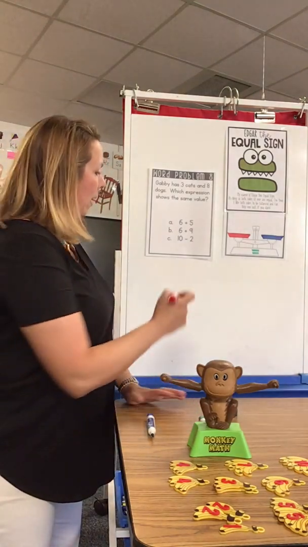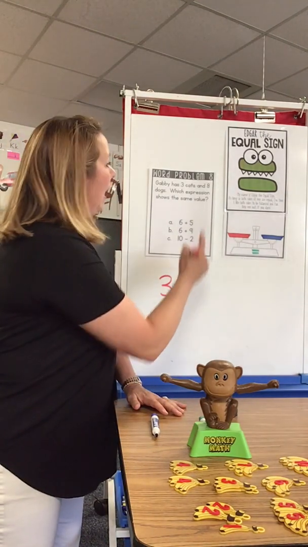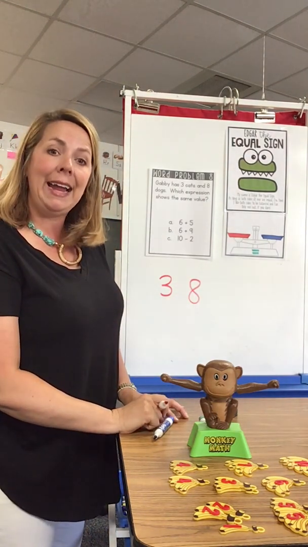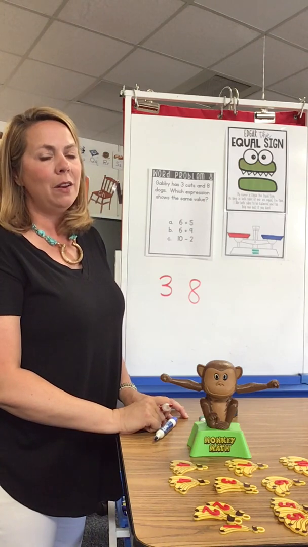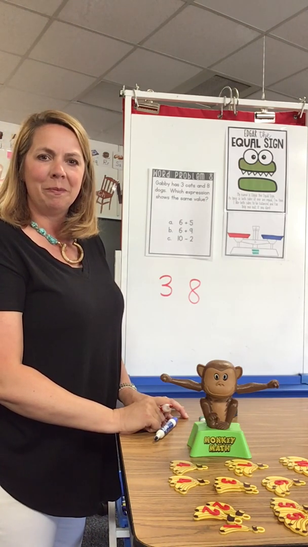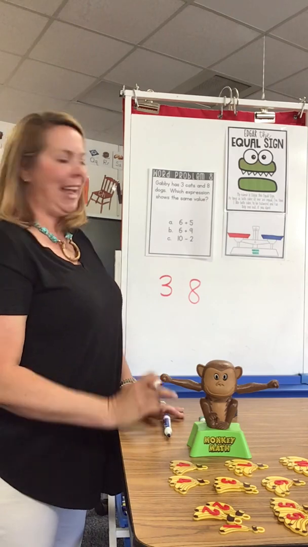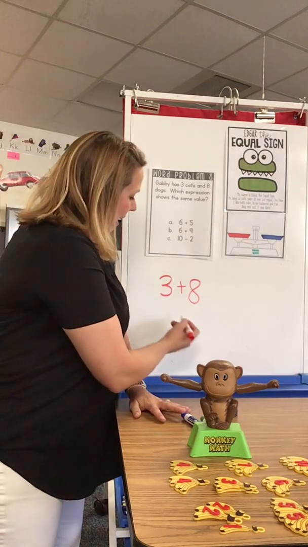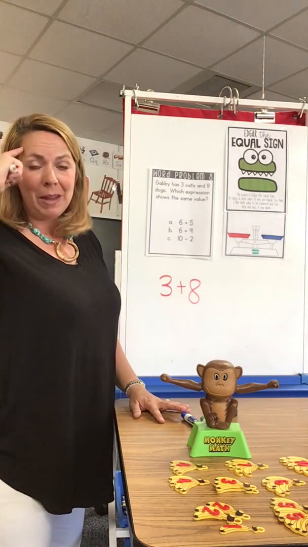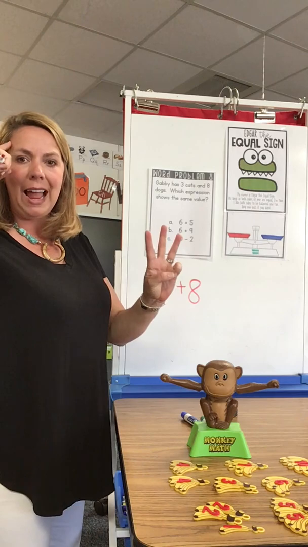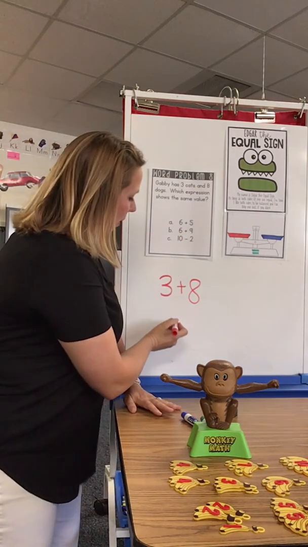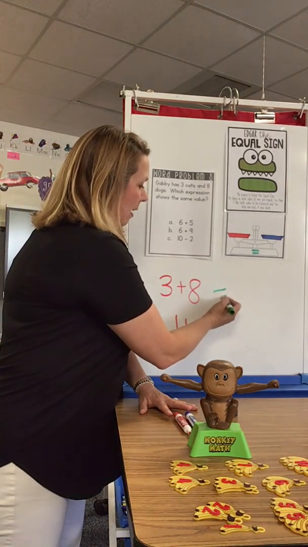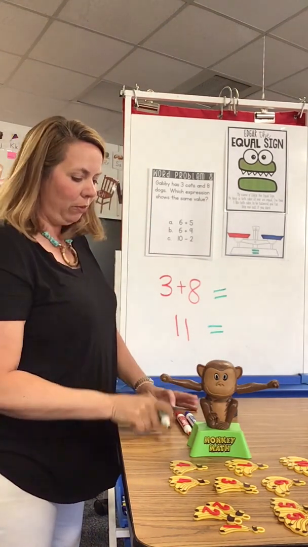Gabby has 3 cats and 8 dogs. Now if it's 3 and 8, am I going to add or subtract? We know that 3 and 8 means I'm putting those two numbers together. I'm going to add. And 3 plus 8, I'm going to start with that big number 8 in my brain and count on 3 more. 8, 9, 10, 11. 3 plus 8. Gabby has 11 pets. That's an awful lot of pets to take care of.